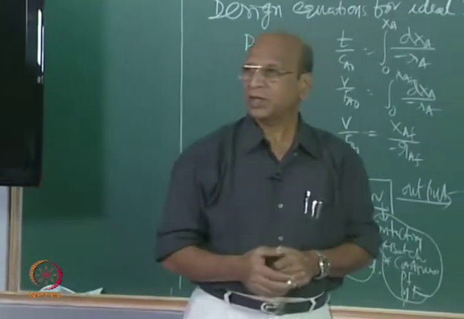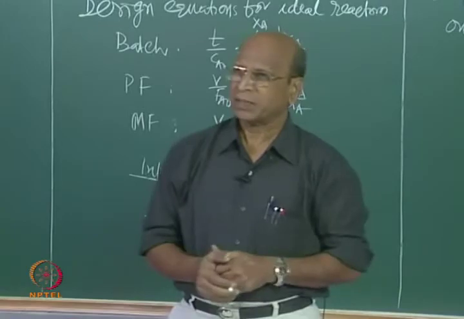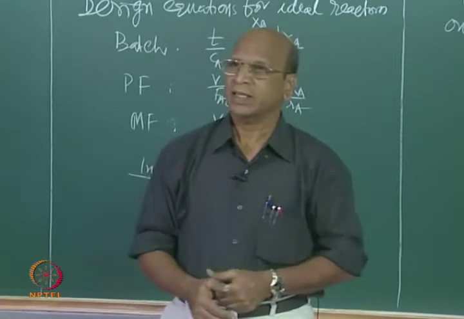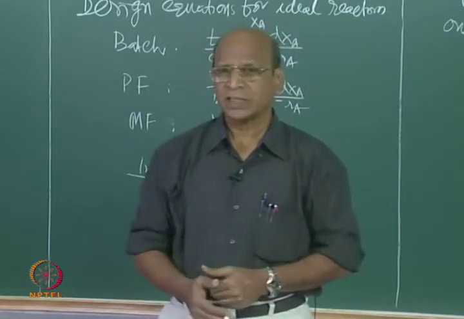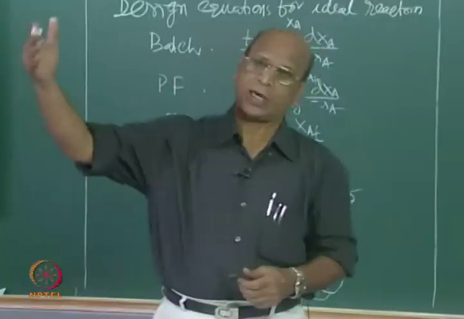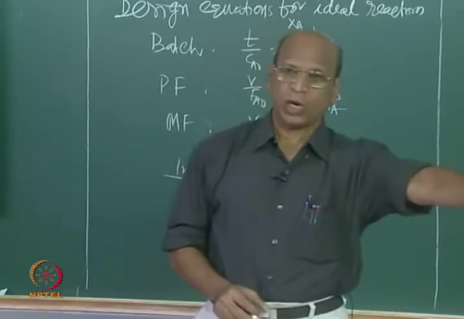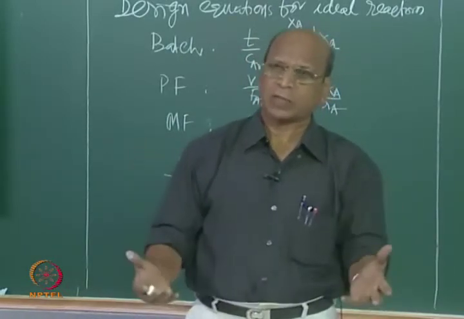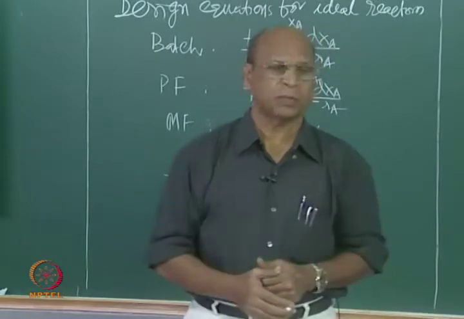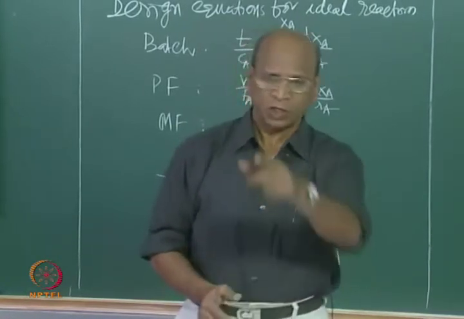Devayan, how do you get F A naught, we have not discussed? From the output we can. Yeah, that is the first thing we know before starting any plant. You have to produce some output. For that, you know what is the kind of reaction stoichiometry, and then how much reactants you have to get. I was telling you so many times that F A naught we know. F A naught is input. In your language, F A naught is what?